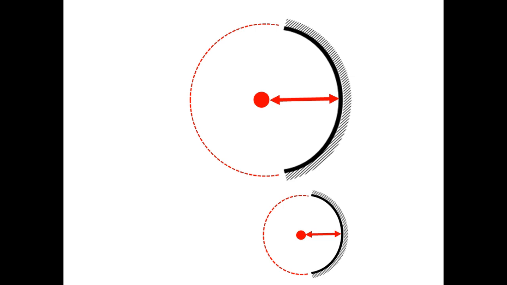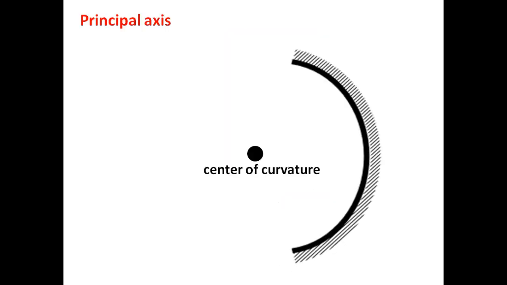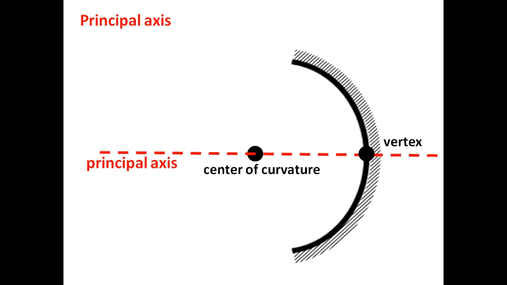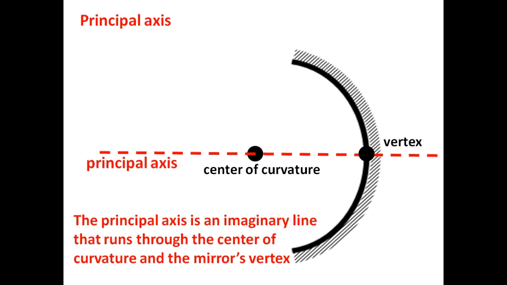That makes sense, Sensei. Now, I'd also like to let you know, there is something called the principal axis of a curved mirror. It is that imaginary line that runs through the center of curvature and the mirror's vertex. Please, Sensei, what are you referring to as the mirror's vertex? Exactly this point, Titi. Some people also call it the pole of the mirror. Okay, I see, and I understand it now. The principal axis of a curved mirror is the imaginary line that runs through its center of curvature and its vertex.